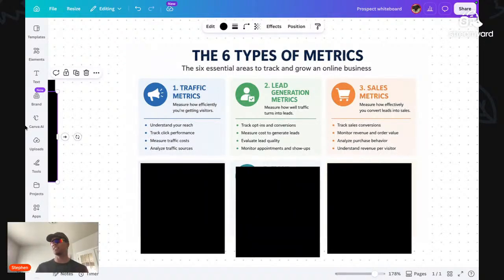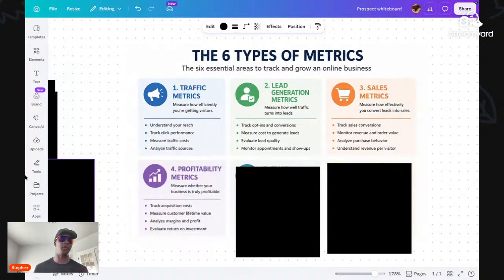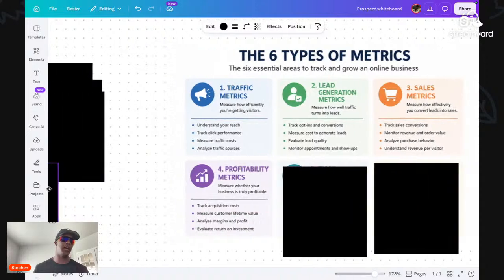Again, it's so much to talk about on these metrics, y'all. But the main thing is, it's not just traffic and it's not just sales. There's 6 types of metrics, and we need to understand all of them in a deep way, right?